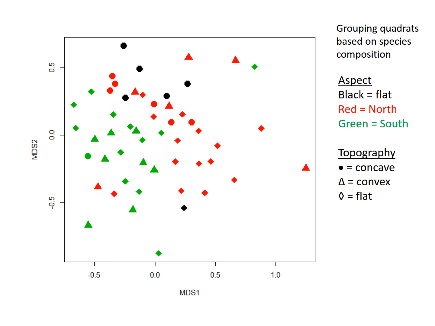How do we interpret this? Well, we could say this suggests that there is a difference in species composition between the north and the southern aspects. It also suggests that because the circles and the triangles and the diamonds don't cluster together, the topography doesn't have a big effect on species composition in the Histogram.